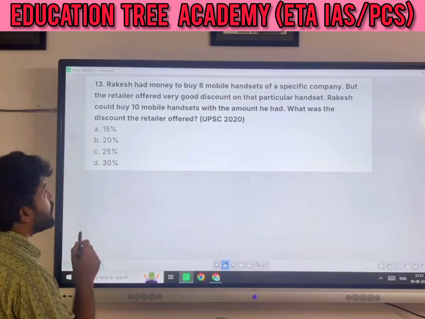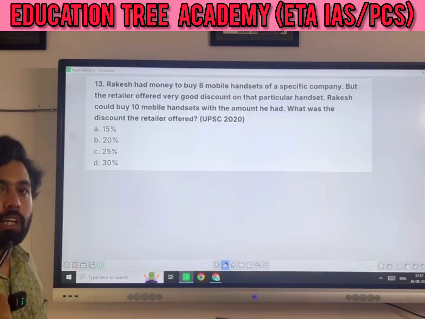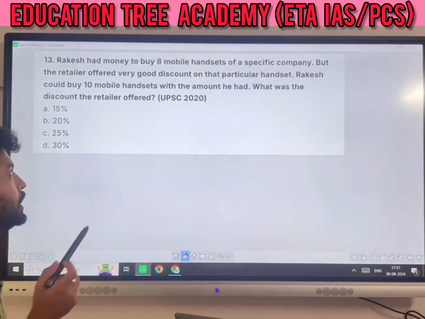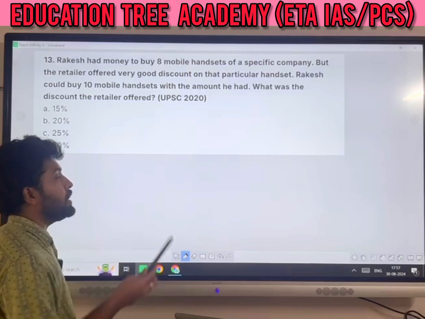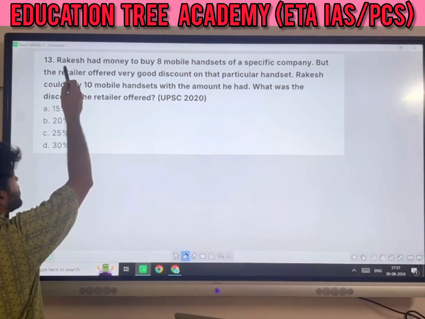Students, so today we are going to see a question that involves the concept of profit loss and it involves the concept of percentage as well at the same time. So let's tackle this question asked in UPSC 2020. So let's read the statement first.